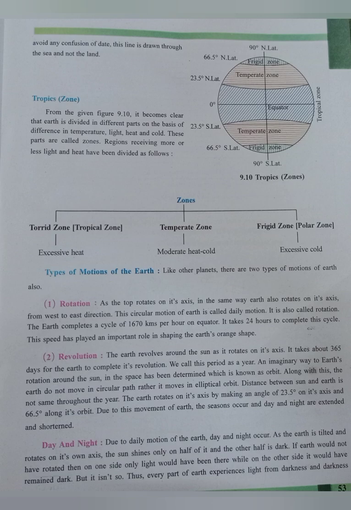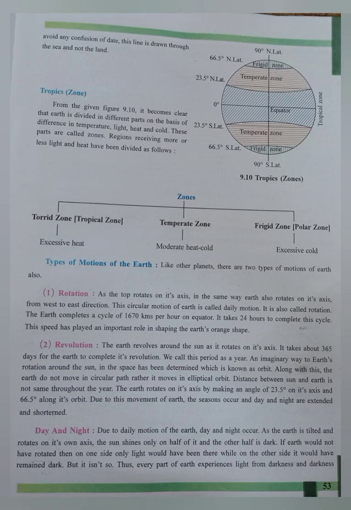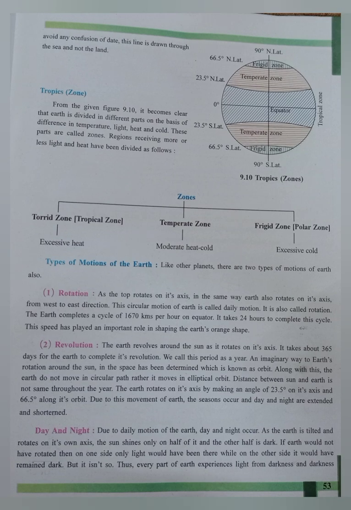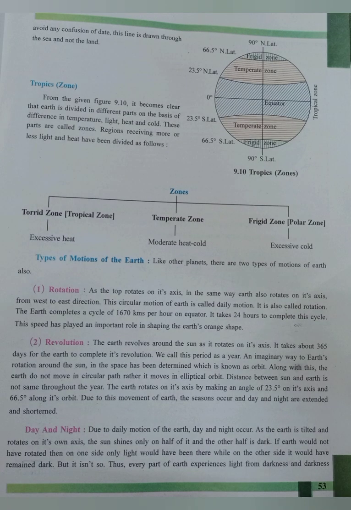Frigid zone or polar zone. The area between 66.5 degree latitude and 90 degree latitude in both the hemispheres is known as the frigid zone. The sun rays in this area are highly slanted throughout the year. So the proportion of temperature and heat remains very low in this area, and the regions near the poles do not get any sunshine during winter for certain days. So this area does not get any heat.